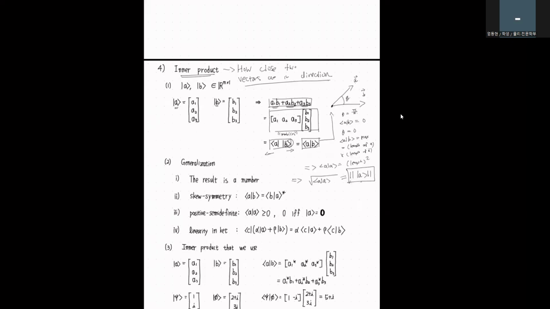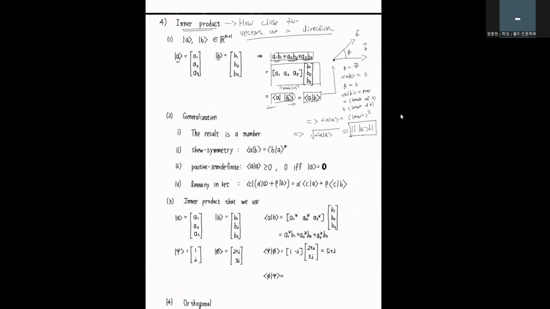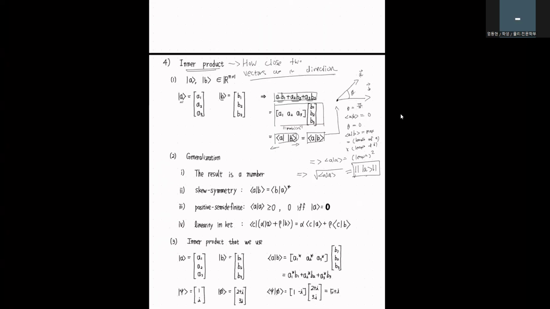So let's move on. There are some more interesting properties and definitions we can define using inner products. The first obvious result is that the inner product is in fact a scalar. It itself is a number. This is just given by definition.